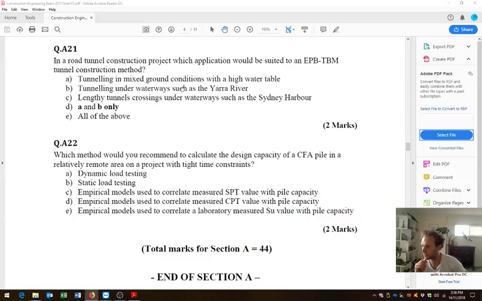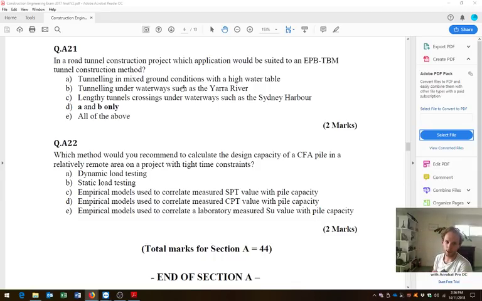EPB TBM can be used for option A, B and C just depending on the length of the tunnel. But C is used immersed tube, so C is the valid option. Well, I still think it's a valid option.